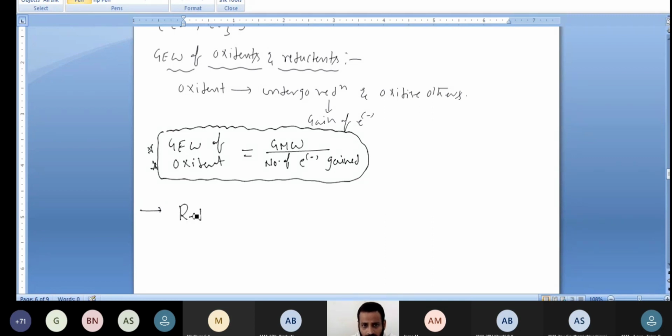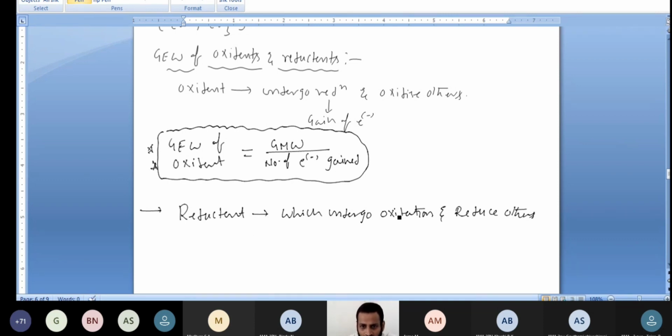So what is the reductant? Reductant means that which undergoes oxidation. You had all these in the redox reaction chapter. Got it? But once again, I'm just recapping all these things. Reductant means which undergoes oxidation, the most important. As I said, the oxidant undergoes reduction and the reductant undergoes oxidation.